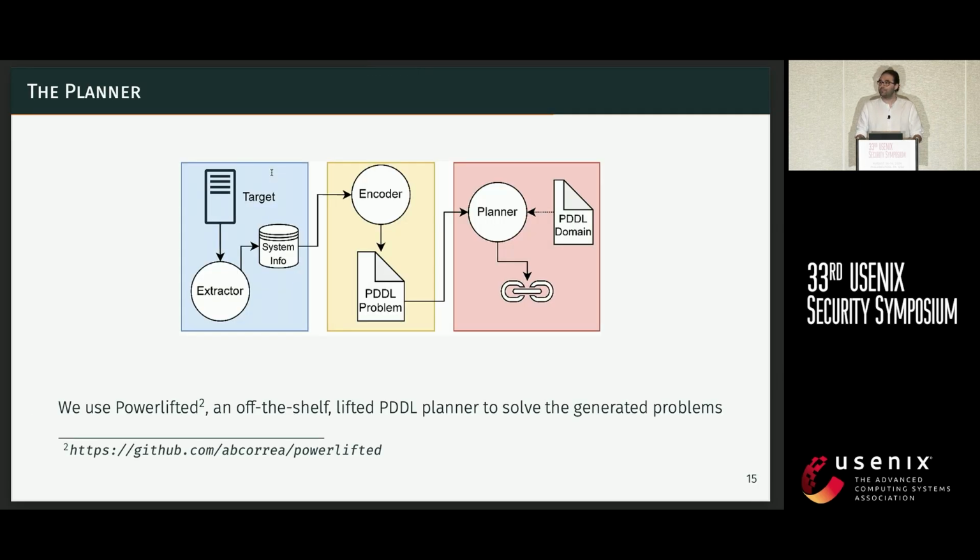The final step is the planner. So we take the PDDL problem, we take the domain, and then give it to the planner that is going to generate the chain, if any is present. The planner that we use is Powerlifted, an open source planner that won the International Planning Competition this year. And it's also available online and open source.